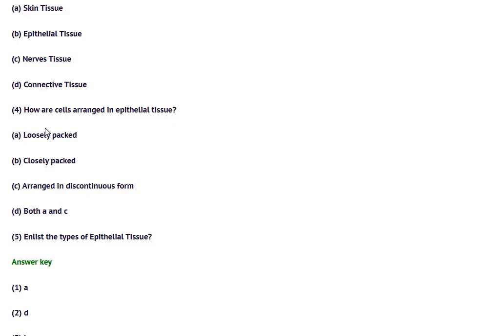How are cells arranged in epithelial tissue? See that they are tightly packed. They are closely packed, arranged in a continuous manner.